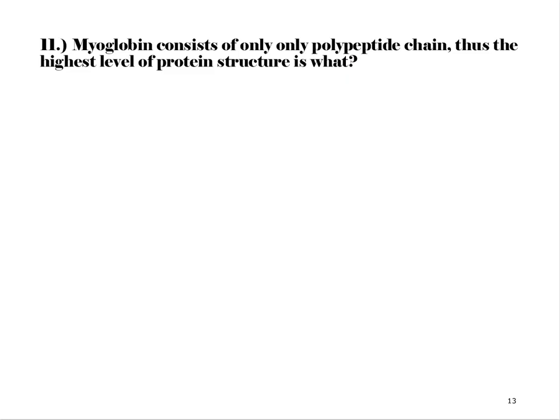Okay, so here's another one. Myoglobin consists of only one polypeptide chain. So this is a protein that only has one polypeptide chain. So what's the highest level of protein structure you can have for myoglobin? Secondary is a single alpha helix motif, right?